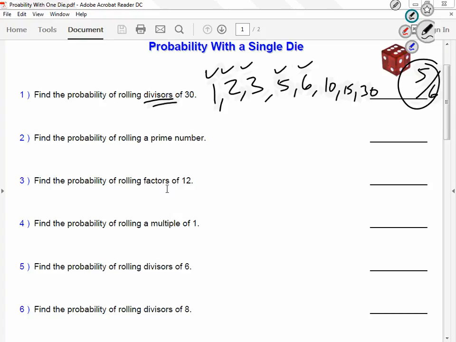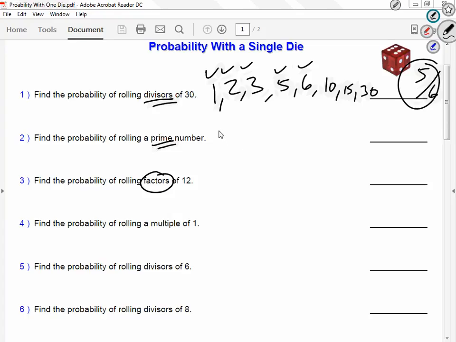Divisor or factor. Did you guys see factor in question number 3? Divisor and factor are the same thing. So once again, divisor and factor are the same thing. Another key word is prime. Remember, prime is a number that can be divided by 1 and itself only, nothing else. So it says find the probability of rolling a prime number.